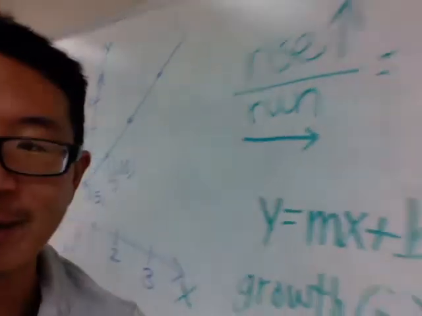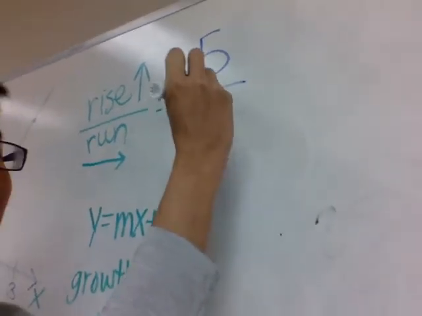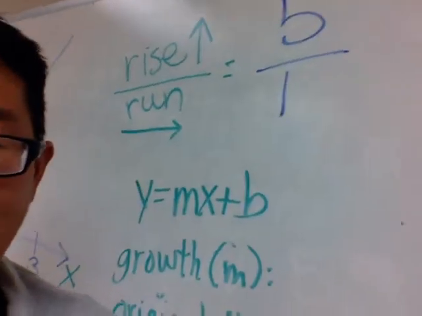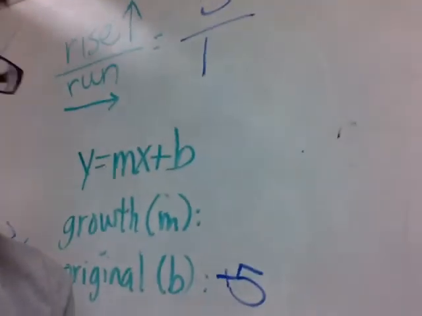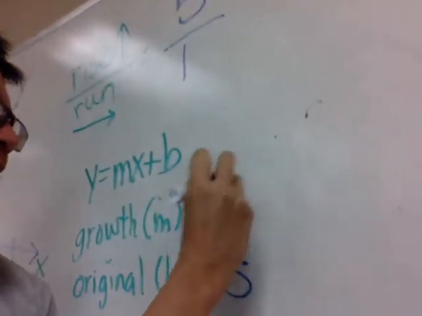So what's my rise over run? My rise is it's going up by 5. Run is it's going across by 1. And 5 divided by 1 is 5. So guess what? We now know that this line is growing every single time by 5.